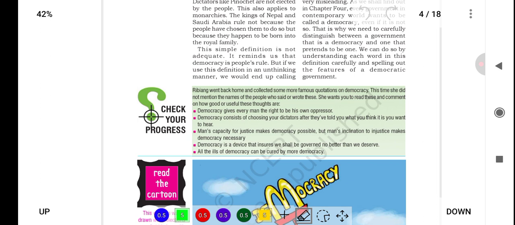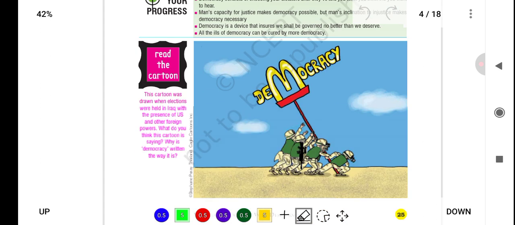So if you want, you can have a look at this green snippet and have a look at this picture. The cartoon was drawn when elections were held in Iraq with the presence of US and other foreign powers. What do you think this cartoon is saying? Why is democracy written the way it is?